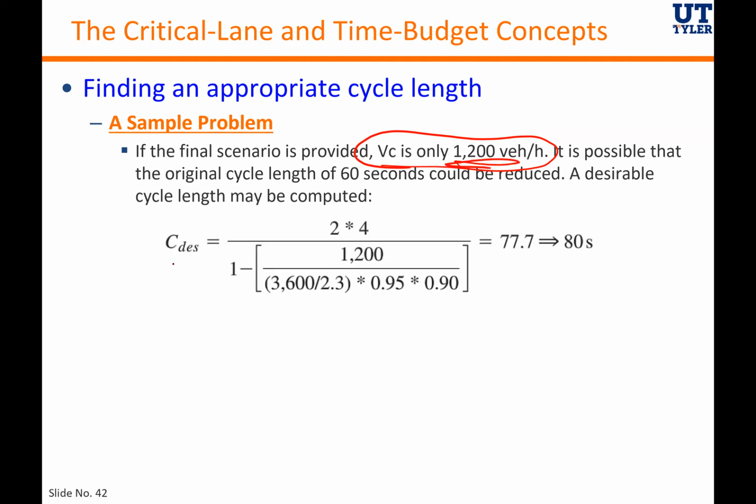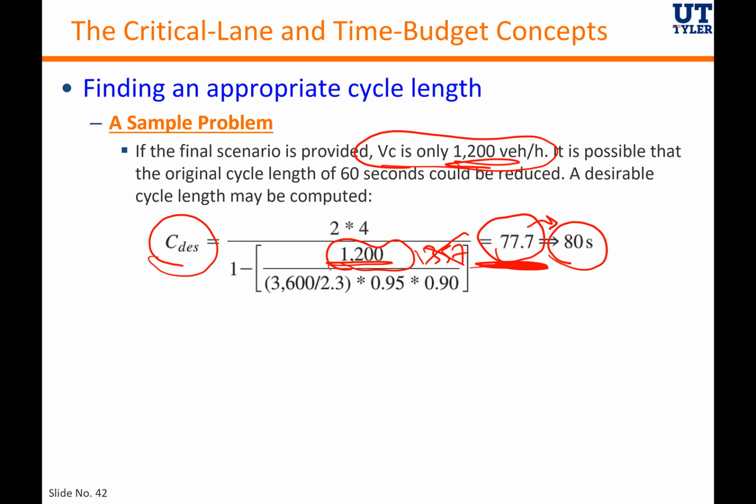So the desirable cycle length is 2 times 4. Everything is the same, but instead of 1357, now we have the real number, we're reducing it, which is good, to 1200. And therefore the desirable cycle length is now 77.7 seconds. Please do not program this number, it's weird. So we pump it up to 80 seconds.